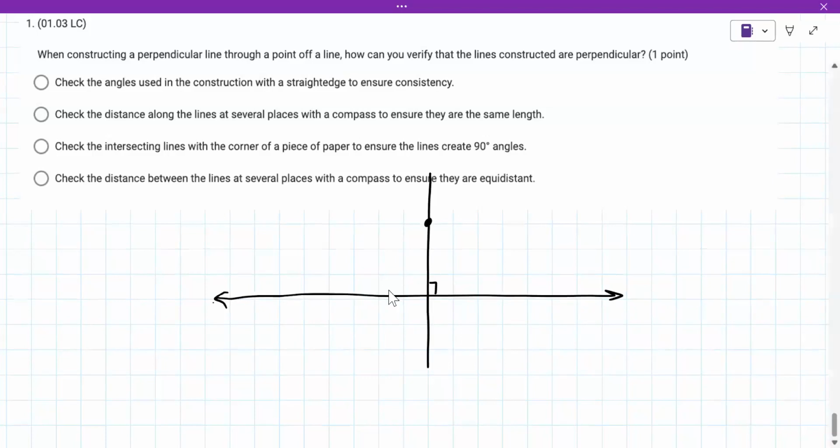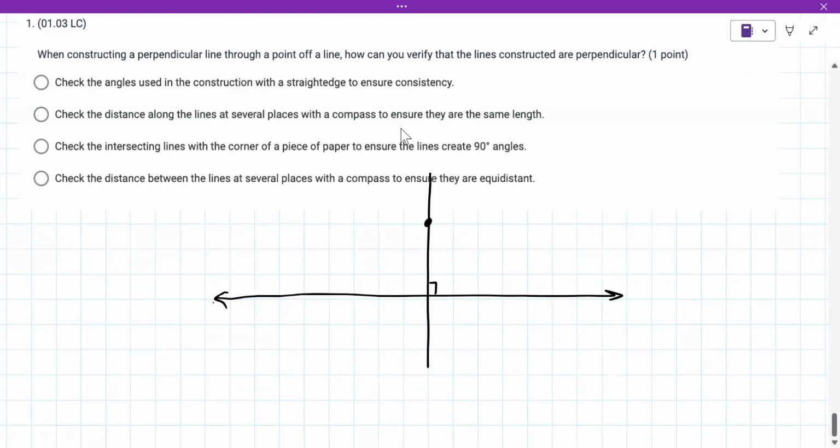You actually grab a protractor and you measure. The thing is, I don't think they're doing that here. Because the first one says check the angles used in the construction with a straight edge to ensure. I don't think that is correct. Yeah, this thing with a piece of paper is kind of what I'm referring to.